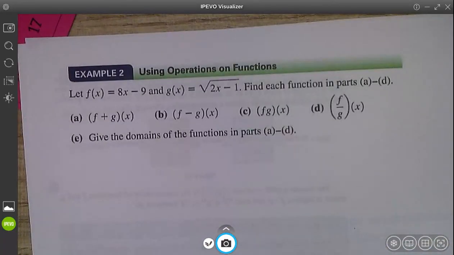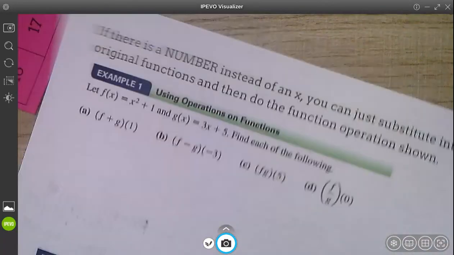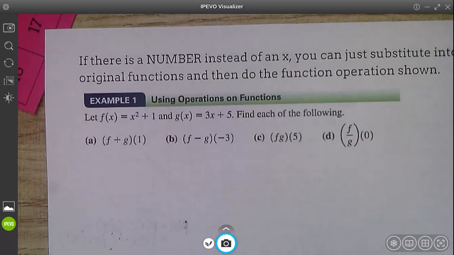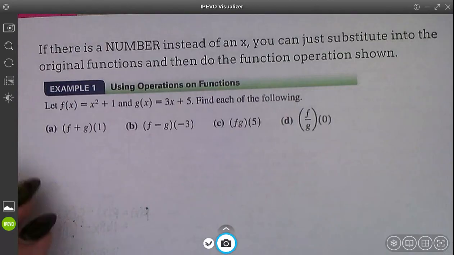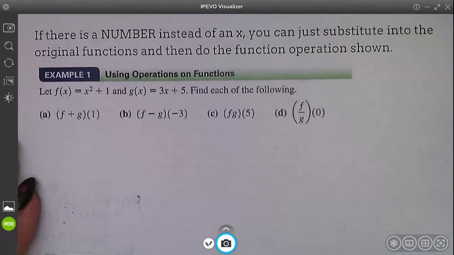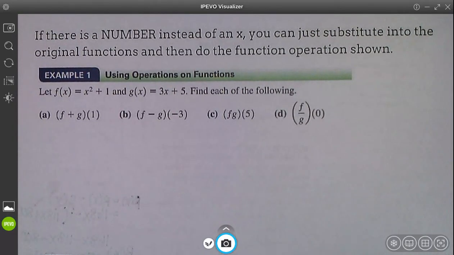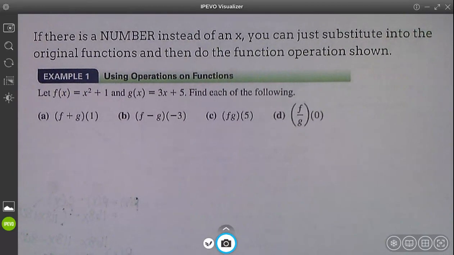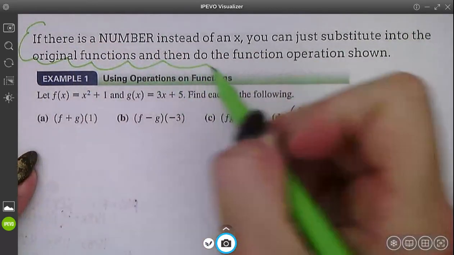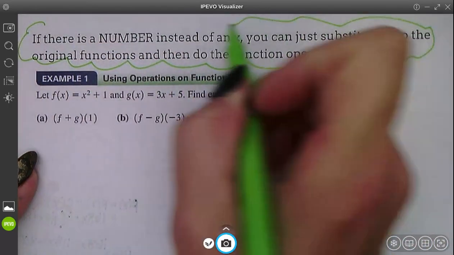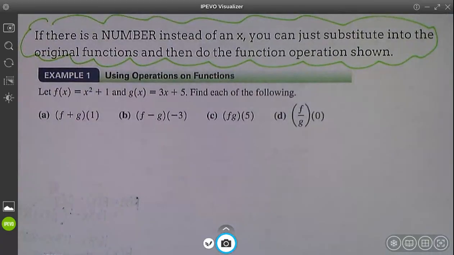All right, let's do some operations on functions. Oh, looks like I'm front and back. If there is a number instead of an x, then what we're going to do is just substitute into the original functions and do the operations that are shown. So that's what we have going on here. These are actually easier if there's a number than if there's an x. So we'll practice the more straightforward kind first.